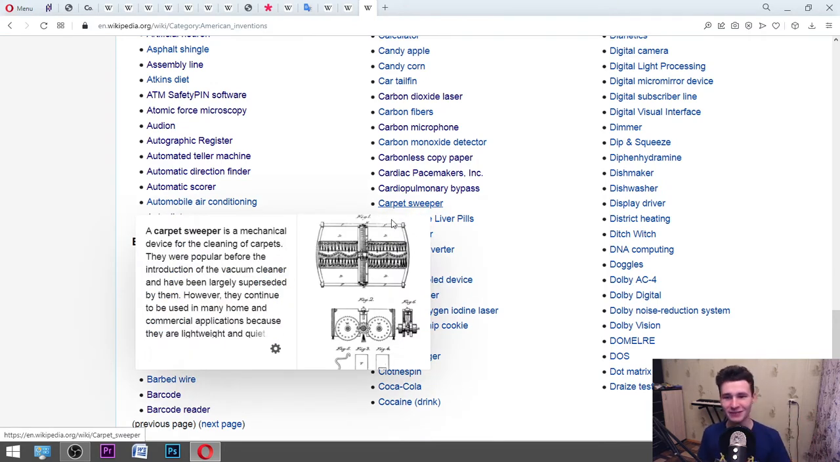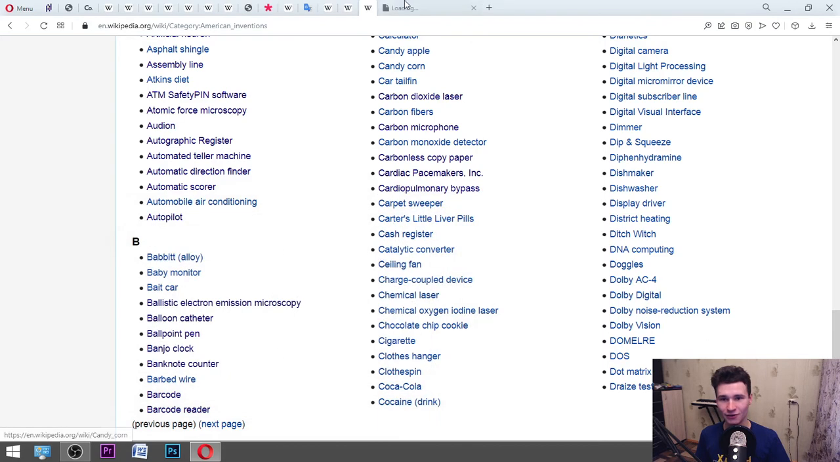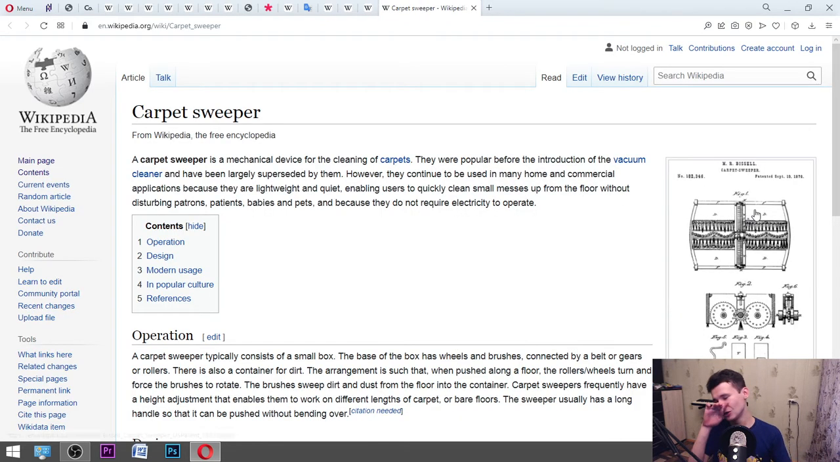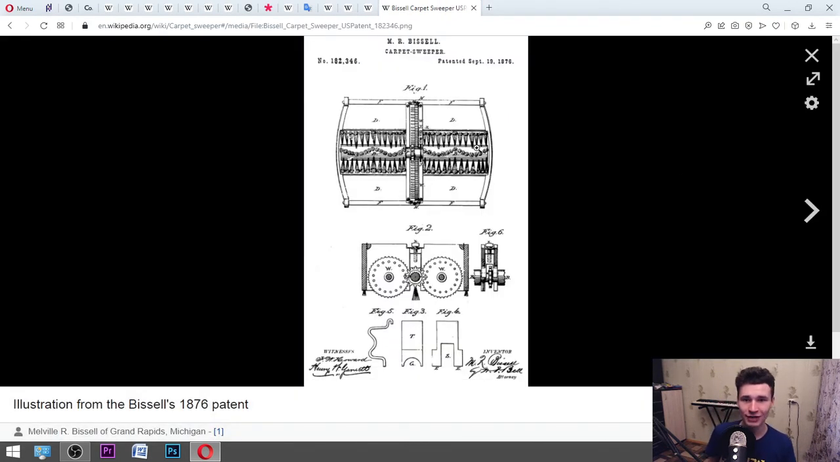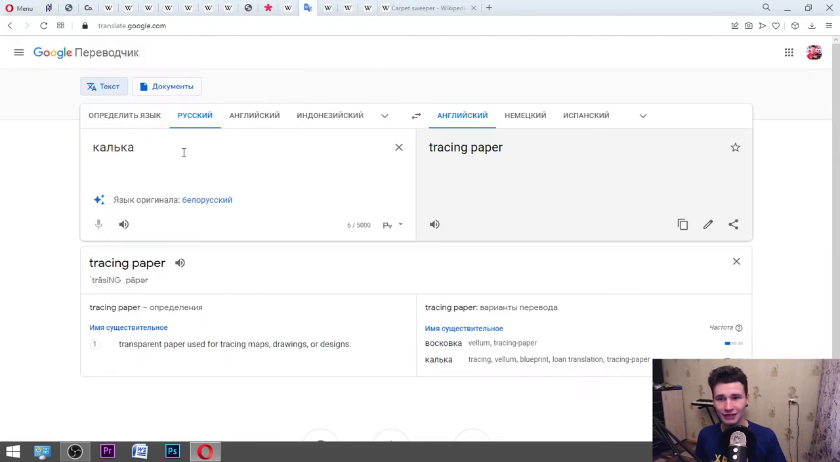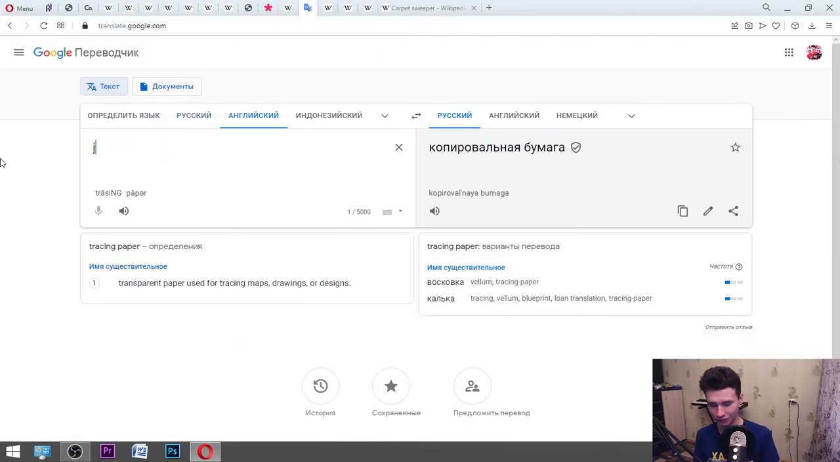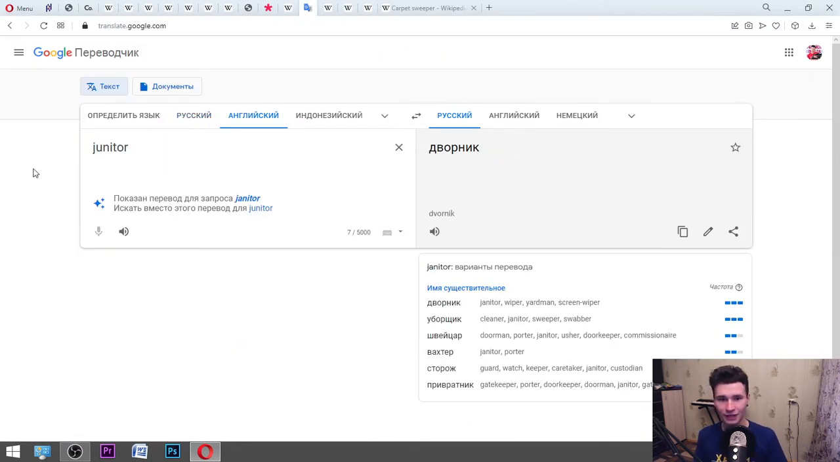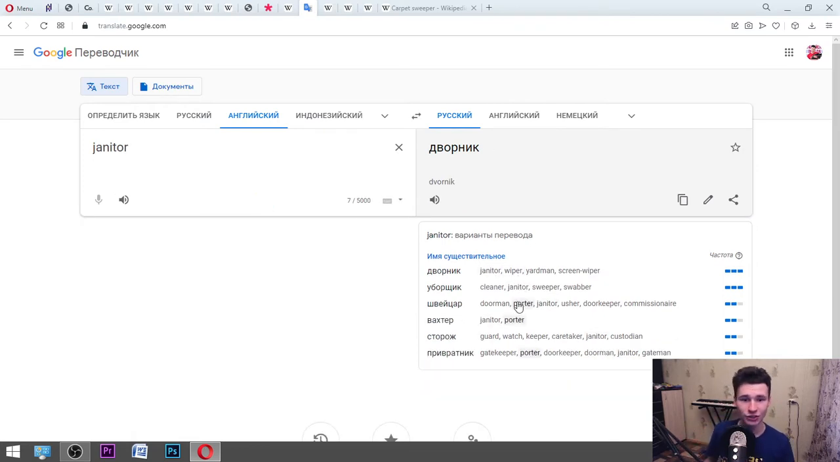Okay, a carpet sweeper is a mechanical device for the cleaning of carpets. Wow, it is good actually, sweeper, and we have sweepers in like juniper, and also we have these things, and you can use the sweep and clean the area. Juniper, as I said it correctly, juniper, in Russian language is dvornik. And yes, janitor, actually, janitor. Janitor, wiper, yardman, screen wiper.